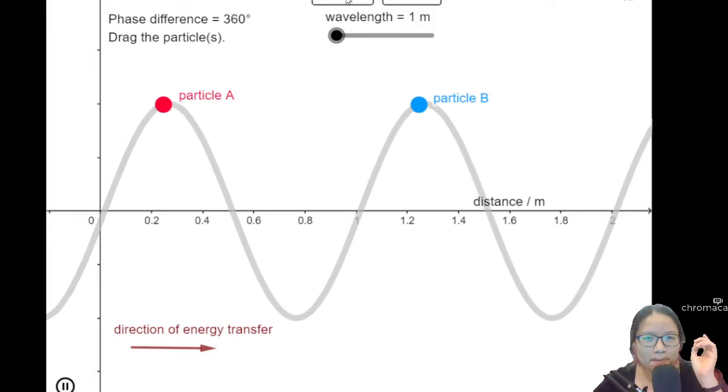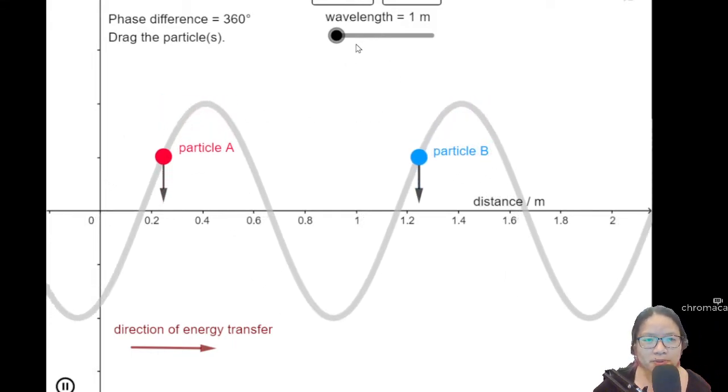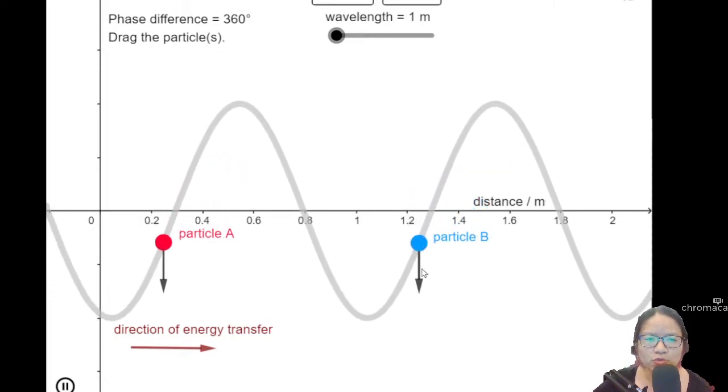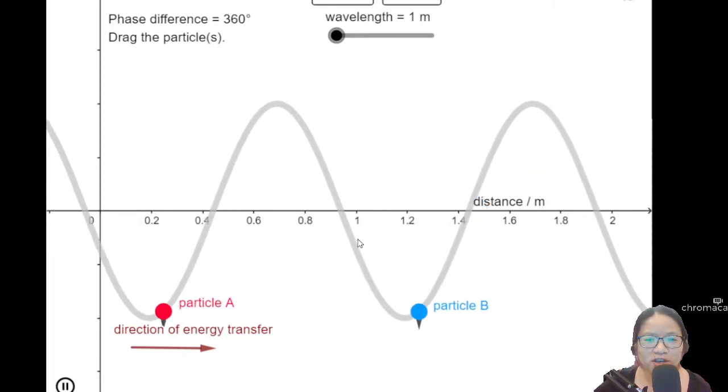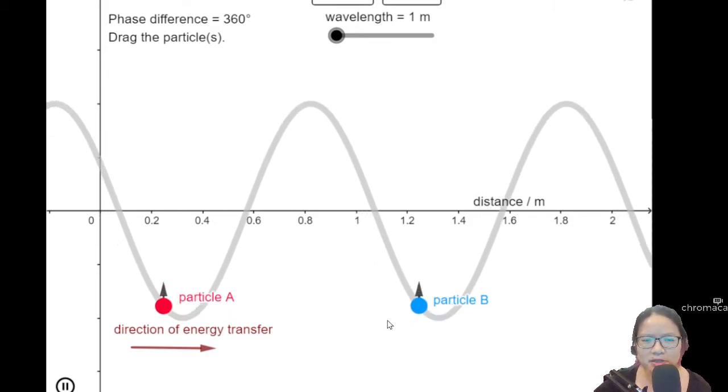Let's see. I'll play the simulation now. And here you can see that they are moving down together, moving up together, but the horizontal distance between them is the same, right?